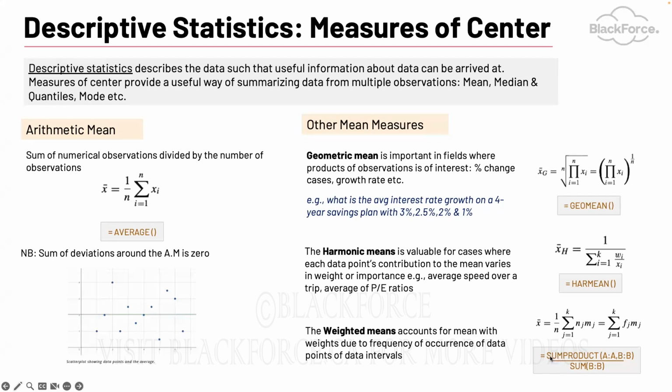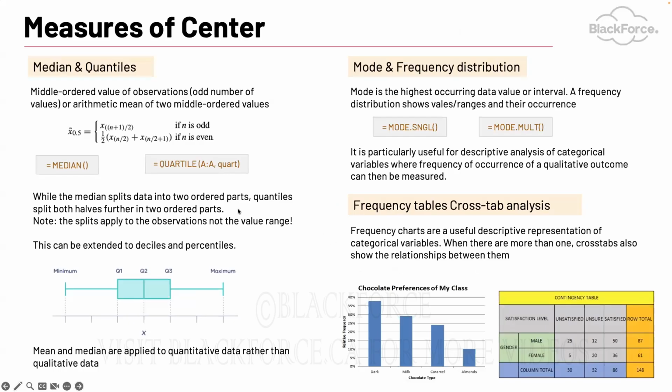And in Excel, you just do SUMPRODUCT of the two ranges, so weights and the numbers, and divide by the sum of the weights. Yeah, so I hope that helps.